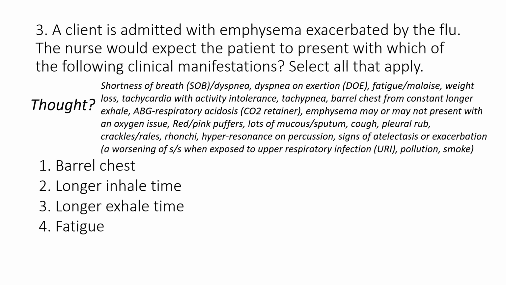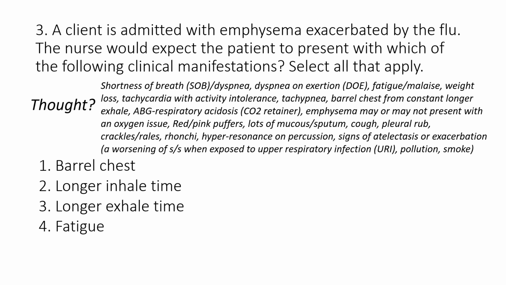and symptoms of emphysema. Shortness of breath, which is dyspnea, dyspnea on exertion, we also call that DOE, fatigue, malaise, weight loss. Their metabolic rate is very high because they're constantly trying to breathe off that CO2. They end up losing weight. So they typically have the barrel chest with very skinny arms and legs. Tachycardia, especially with activity intolerance.